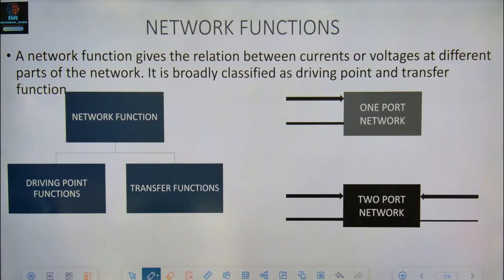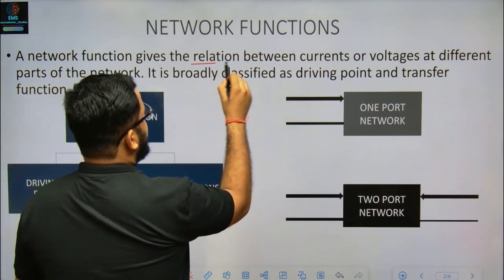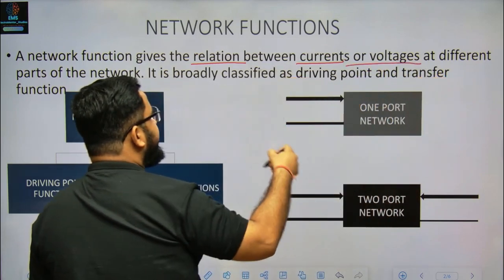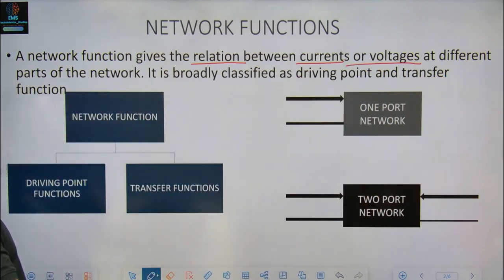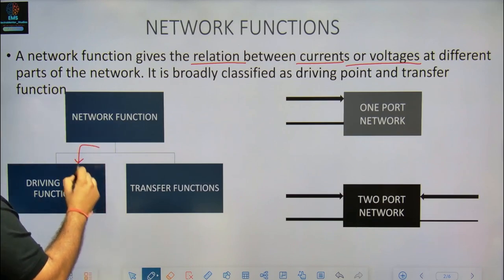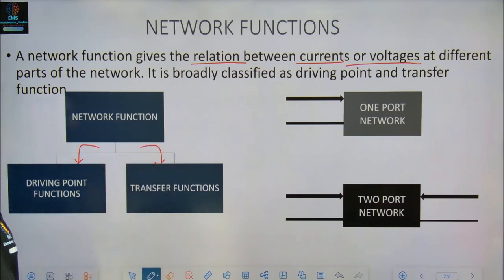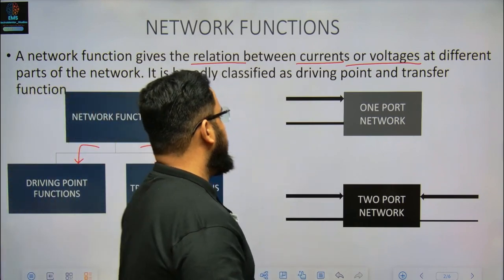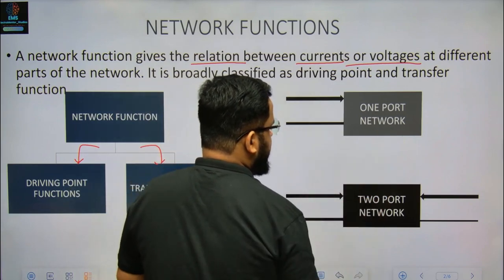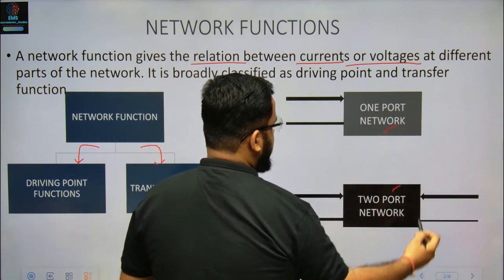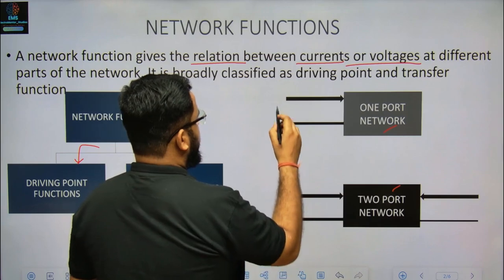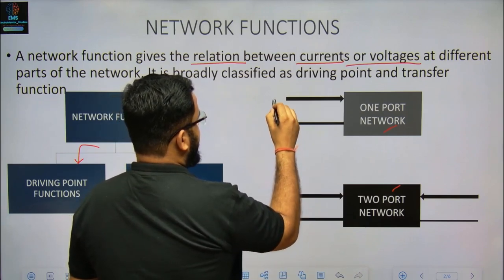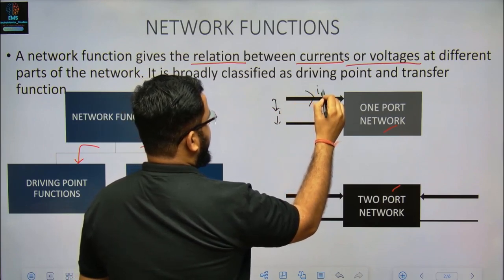What is a network function? A network function gives us a relation between current and voltages at different points of a network. They are broadly classified into driving point network functions and transfer functions. To understand these, let us consider two types of network, a one port network and a two port network. At a one port network, we have an input voltage V1 and a current I1.